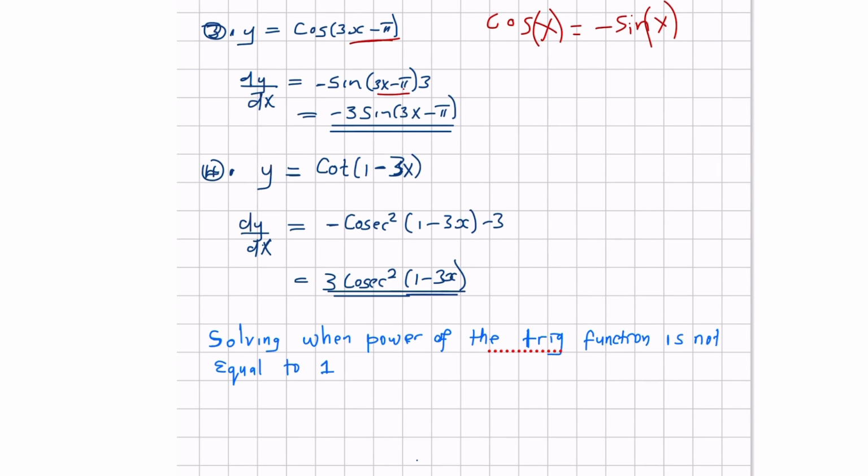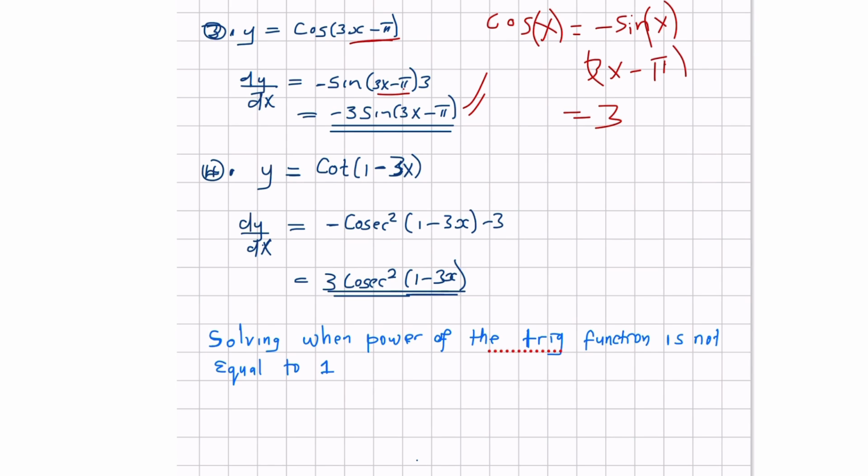But now we also have to differentiate what is in the bracket. So dy over dx of 3x minus pi, right? If you differentiate this one, you're going to get 3. So that is why our final answer will be minus 3 sine of bracket 3x minus pi close bracket. I'm hoping this is clear to you.